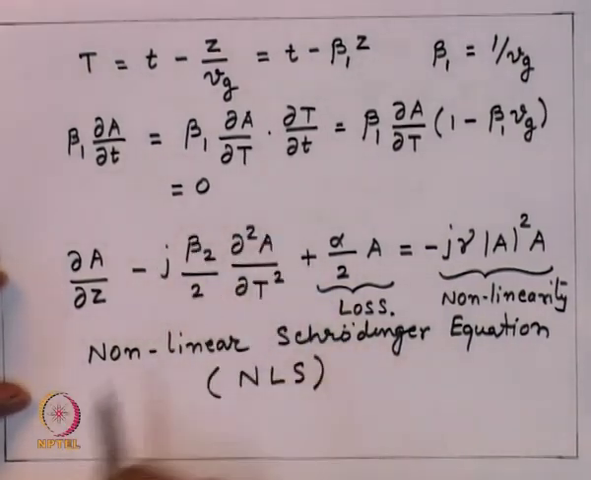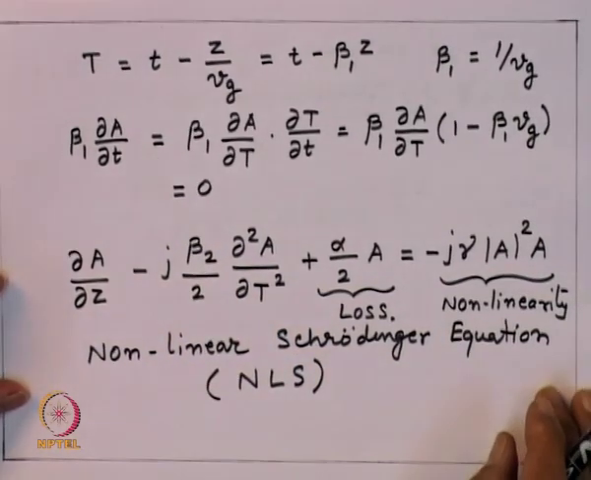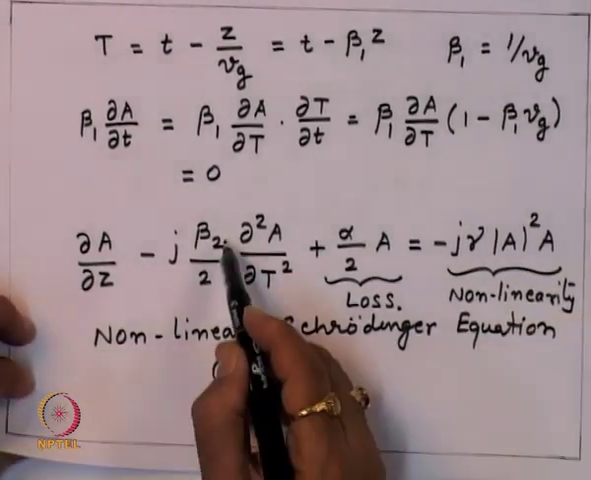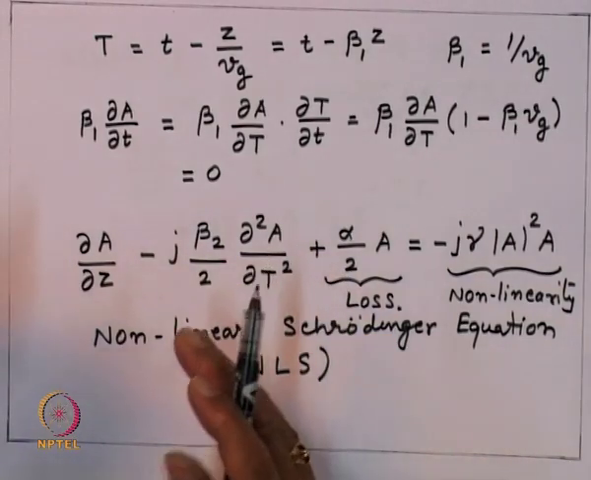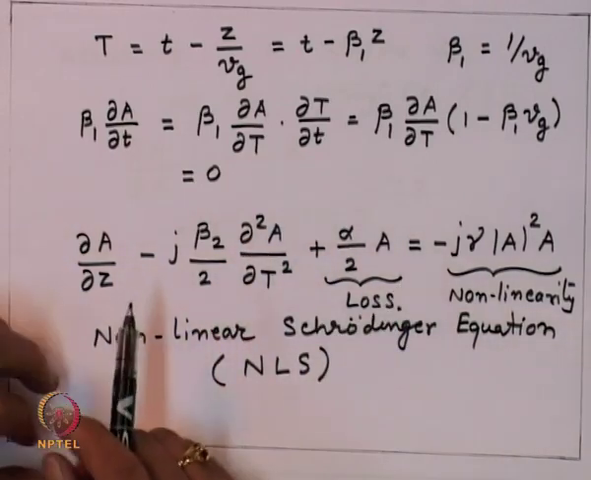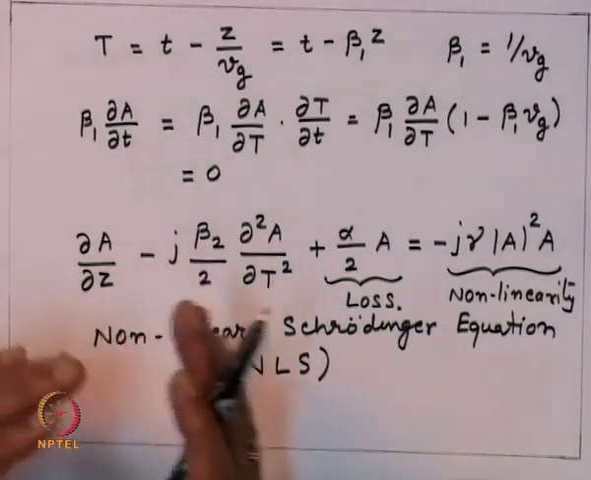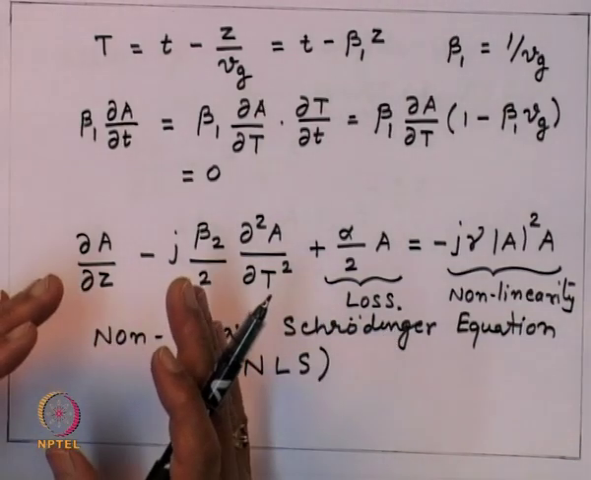What is this term representing now? This term, as we can see, is proportional to beta 2. And what is beta 2? Beta 2, as we have already seen, is d2 beta upon d omega squared. That means it is the derivative d by d omega of d beta by d omega, and d beta by d omega is nothing but the group velocity. That means this term is telling you the change in group velocity as a function of frequency. Different frequencies are going to travel with different group velocities, and that is what is captured by this quantity here.